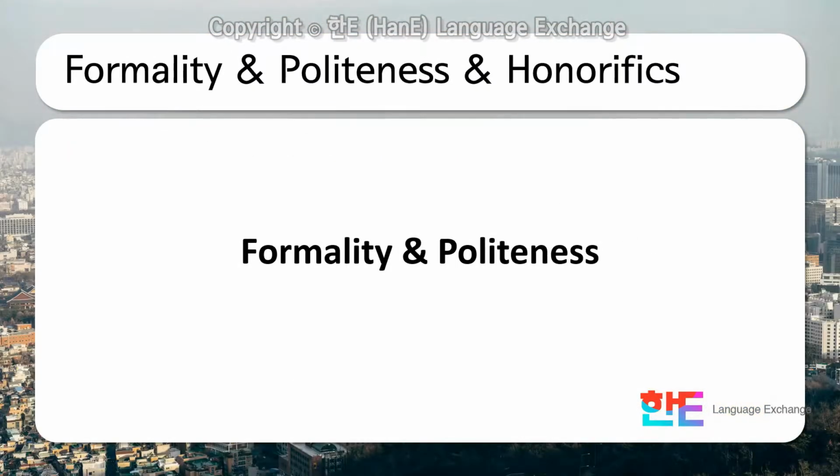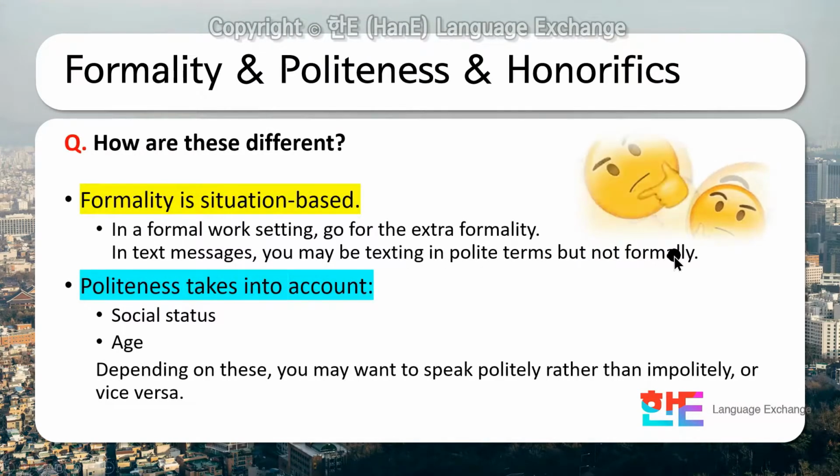So to start with formality and politeness, we're going to talk about the general overview. So formality is situation-based. So this is where the difference comes in. In a formal work setting, or even at school, if you're writing an email to your school teacher, your professor, or even your boss at work, you might go for the extra formality, or even your colleague. Conversely, you might be texting in polite terms, but not formally to your friends or even someone older than you. So formality is situation-based.